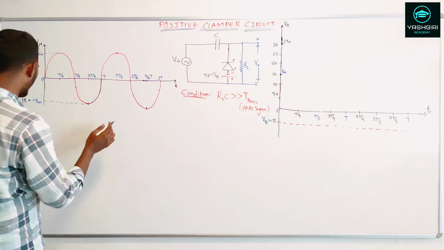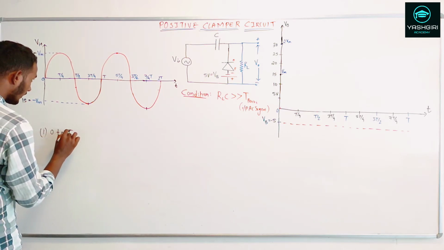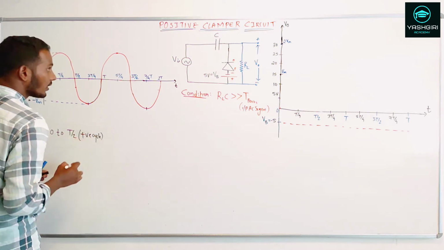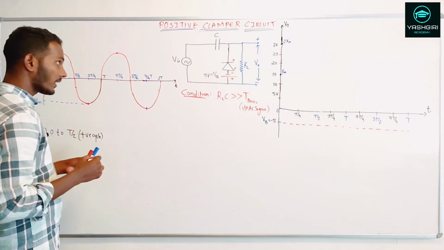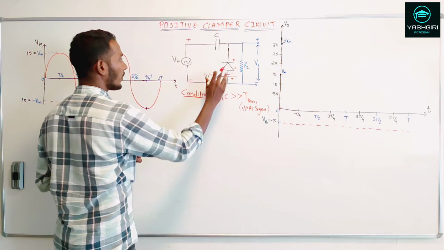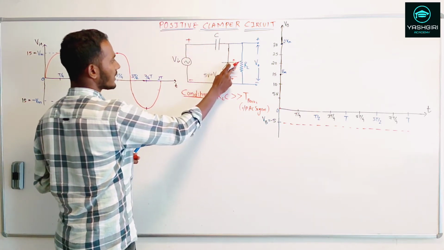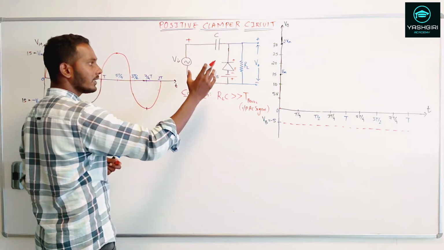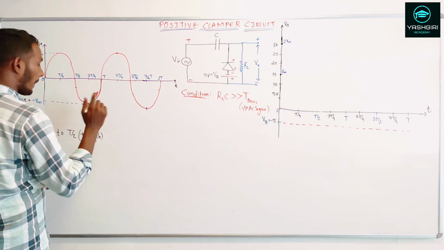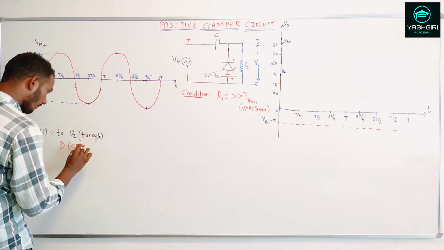Okay, so let's focus on the first region, from 0 to T/2. That is your positive half cycle. During the positive half cycle, what we know about the polarity, plus and minus, is that the diode is already reverse biased. If you see, this plus is connected to the N side, that means the diode will always be reverse biased. Correct? So I can say the diode D will be in the off mode.